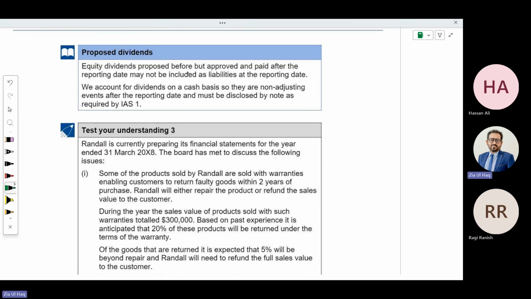So equity dividend proposed before but approved and paid after the reporting date may not be included as a liability at the reporting date. We account for dividend on cash basis, so they are non-adjusting event after the reporting date and must be disclosed by note if it is approved. If it is not approved, there shouldn't be even any disclosure.